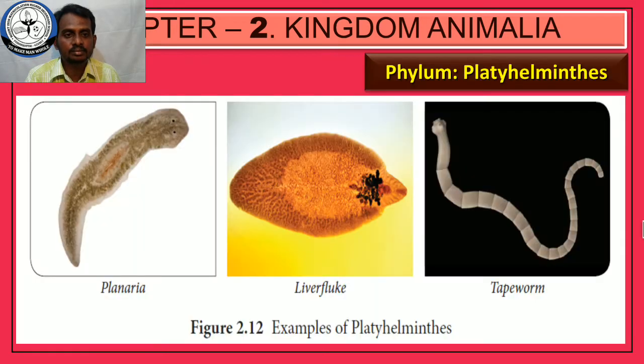Okay. And these are some pictures given in your textbook. Structure of Planaria. Moderate cephalization is seen here. Planaria is a free living organism. And the liver fluke is an endoparasite of human, sheep and snail. And the tapeworm is also an endoparasite. It lives in the human intestine. Another name of this tapeworm is Taenia solium.